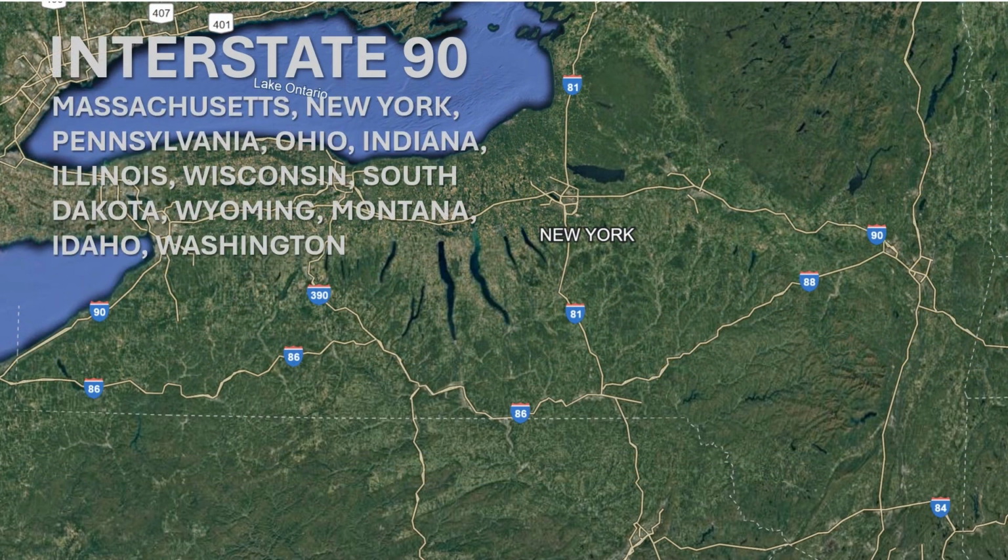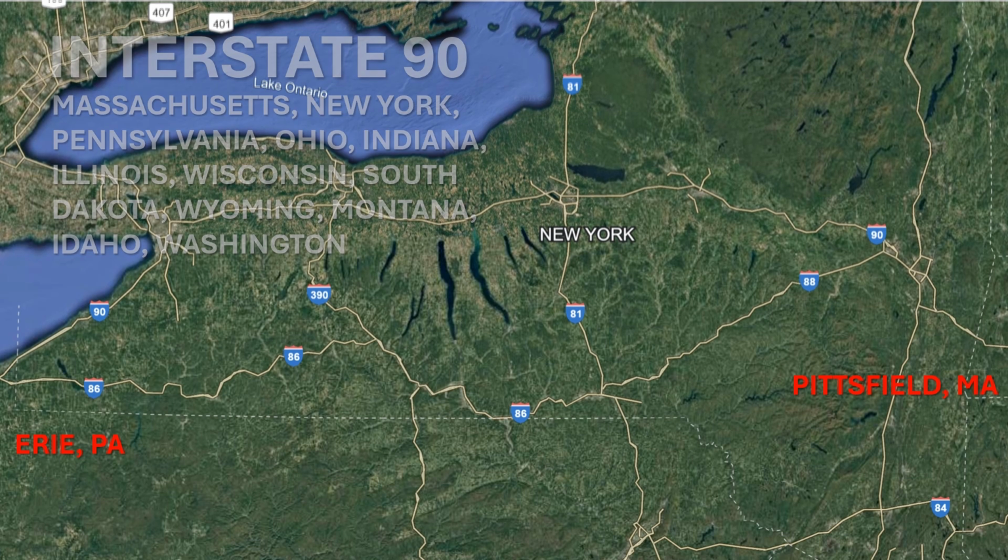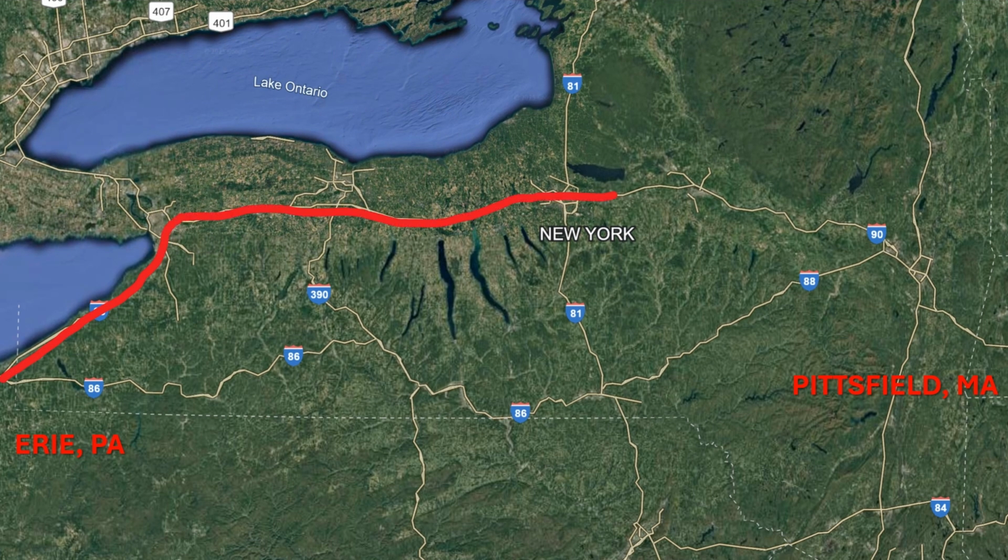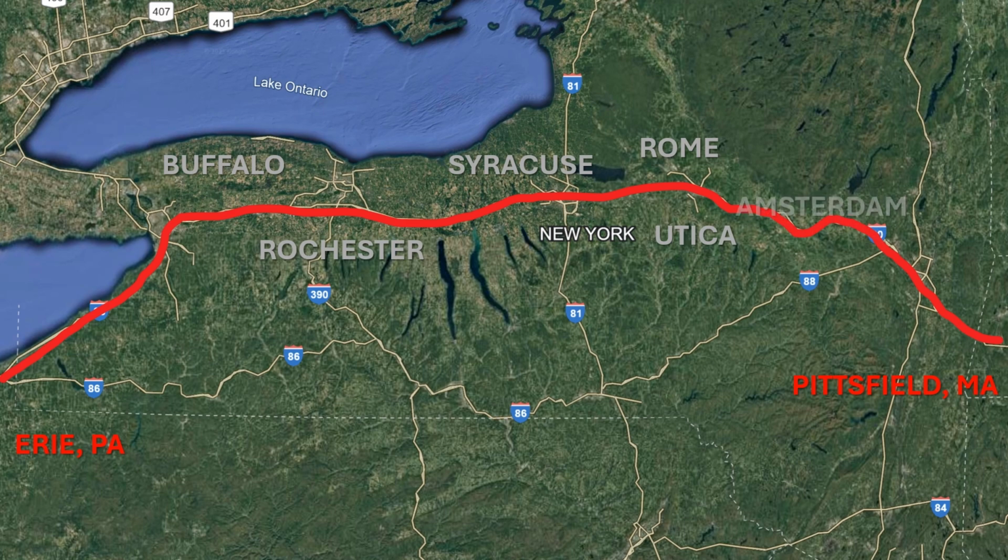Alright, so we are talking about I-90 here, of course a big transcontinental highway, Massachusetts to Washington. Looking in New York, it's a very important road, and it is the New York Thruway for most of its length in the state. Starting near Erie on the western side, it goes to or very close to the cities of Buffalo, Rochester, Syracuse, Rome, Utica, Amsterdam, Schenectady, and Albany. It ends up near Pittsfield, Massachusetts, but not quite there.